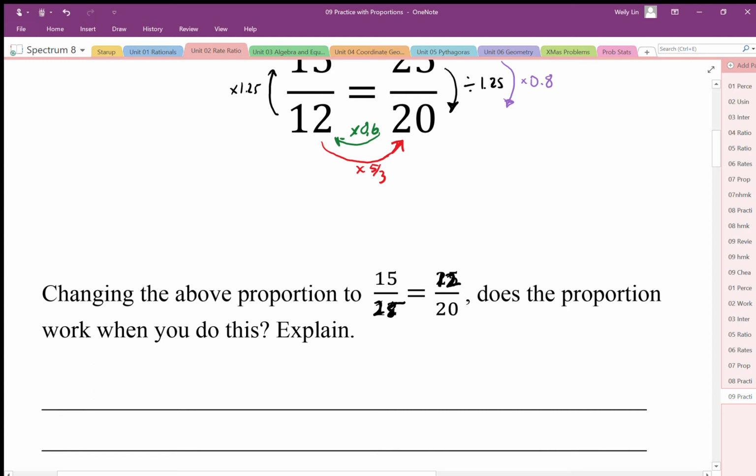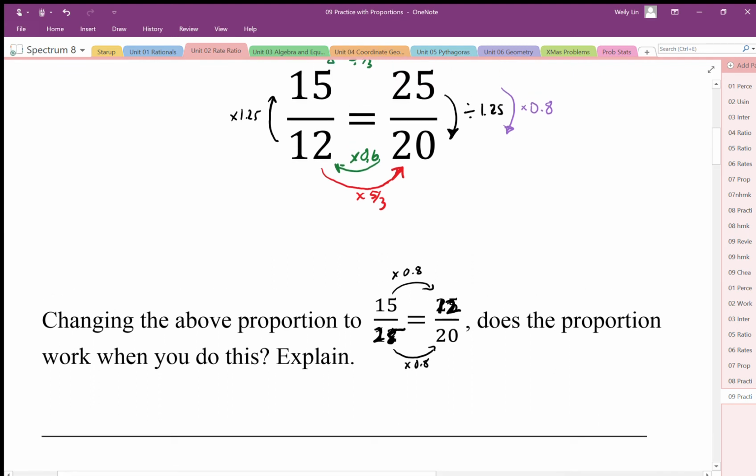Well, we can see if the times divide factors are the same, or we can just divide. So 15 over 25 gives me 0.6. 12 over 20 gives me 0.6. They're equivalent fractions. We could test this by finding our times and divide factors. 12 divided by 15, what would that be? That's going to be 0.8. 20 divided by 25 is also a times by 0.8. So this relationship, even though we switched some numbers around, still works.